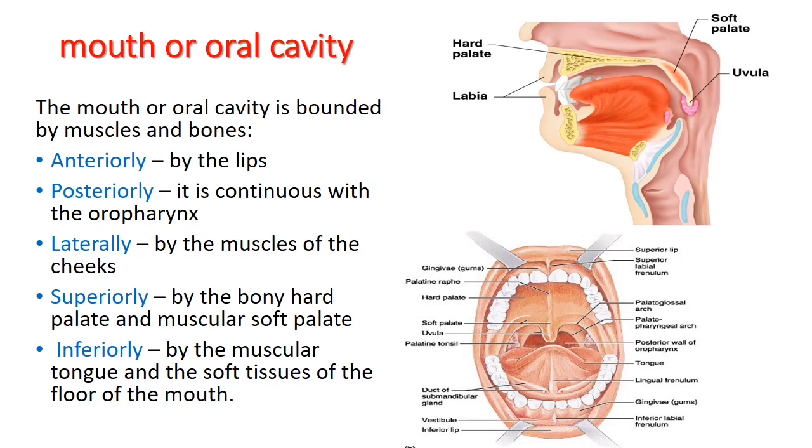Now the relations. The mouth or oral cavity is bounded by the muscles and bone, anteriorly by lips, then posteriorly it is continuous with the oropharynx, then laterally by the muscles of the cheeks, then superiorly by the bony hard palate and muscular soft palate, then inferiorly by the muscular tongue and the soft tissue of the floor of the mouth. So these are the relations.